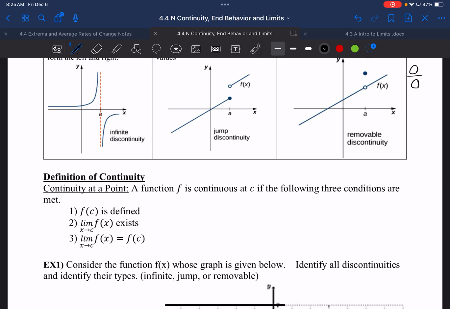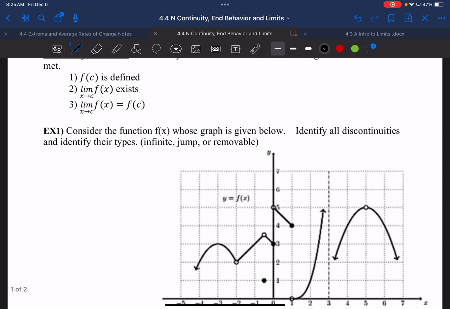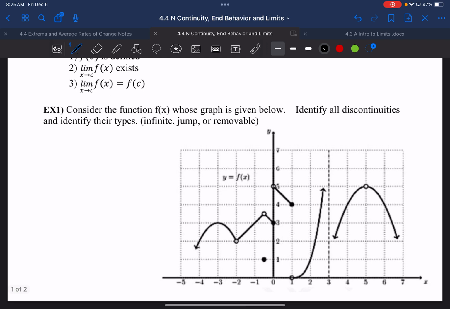All right? So it says, consider the function f of x whose graph is given below. Identify all discontinuities and identify their types as infinite, jump, or removable. Okay, so let's see if we can note any infinite discontinuity here. Do you guys see anywhere there is infinite discontinuity? The asymptote. And where is that located? Okay, so we have infinite discontinuity at x equals 3.